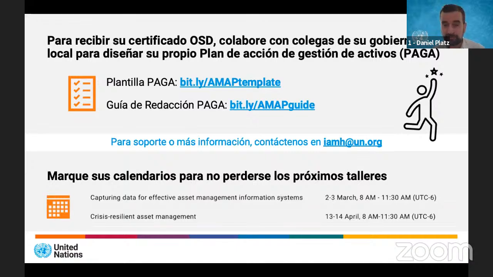We're looking very much forward to seeing you in our next round, April 13th and April 14th. That will be the last round of the workshop. It'll deal with crisis resilience, in particular in the context of climate change, but also with some modules on health pandemics like COVID-19 and what that means for asset management.